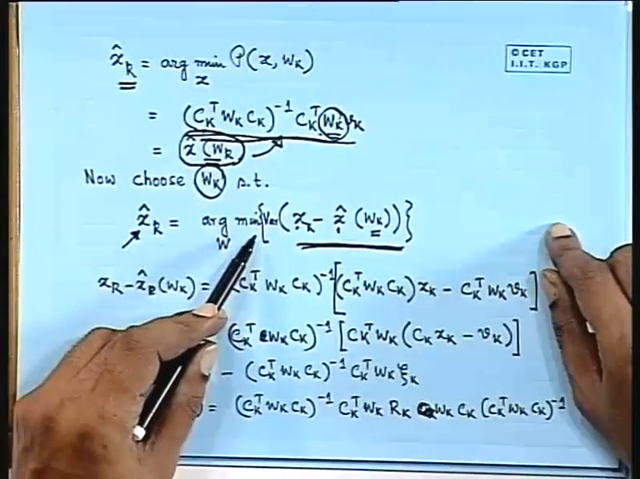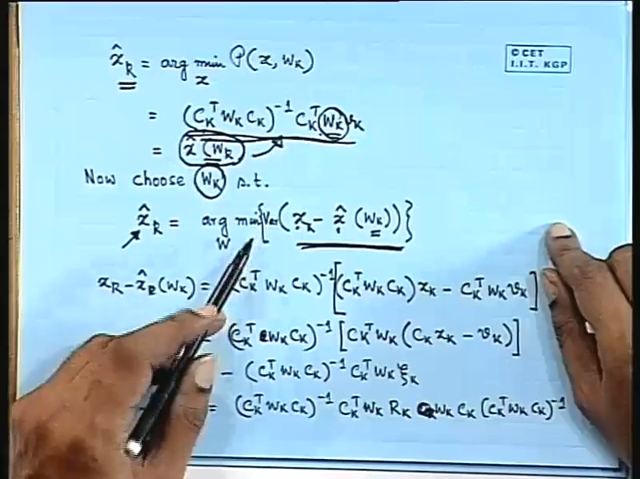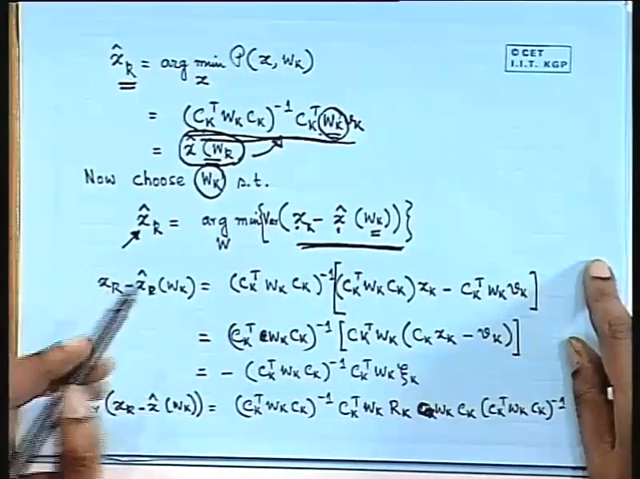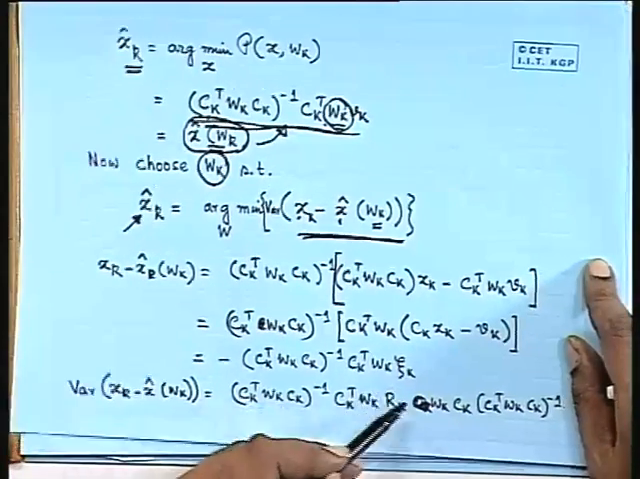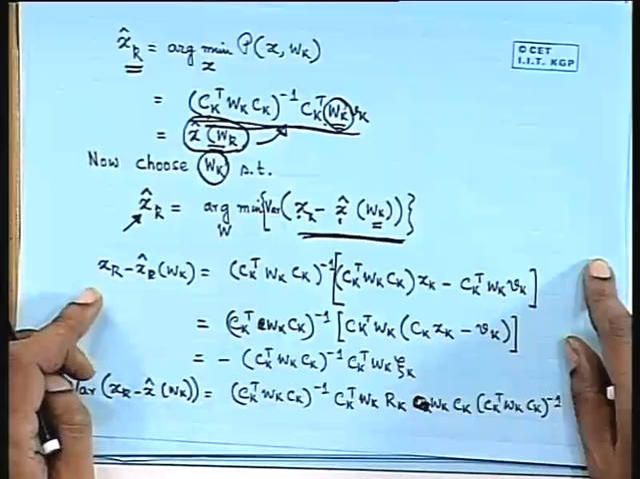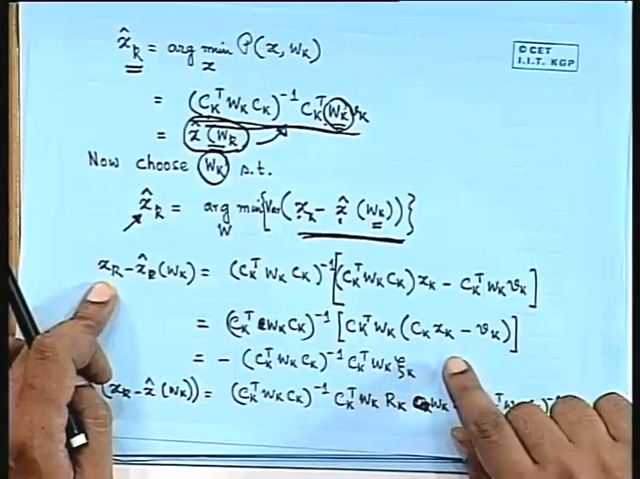In fact, the Kalman filter is a minimum variance solution. It is a minimum variance estimator. So now we are trying to bring in that minimum variance. So now what do we have to do? You simply write it as a function of WK and then you have to minimize it with respect to WK.